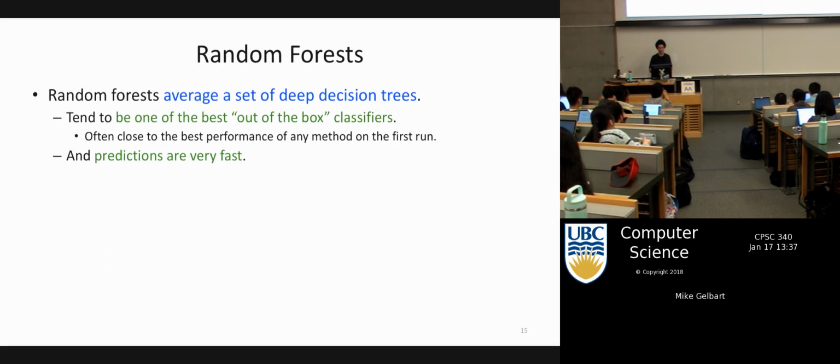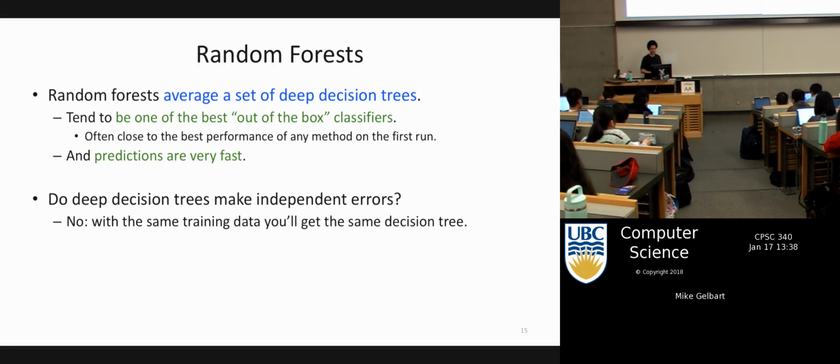So random forests are an average of decision trees. And they tend to work really great, and people like using them out of the box, meaning I don't know much about machine learning. I just take some code from some library on some problem, and I run it, and it kind of works without fiddling with it too much. Random forests tend to be pretty good and fast.